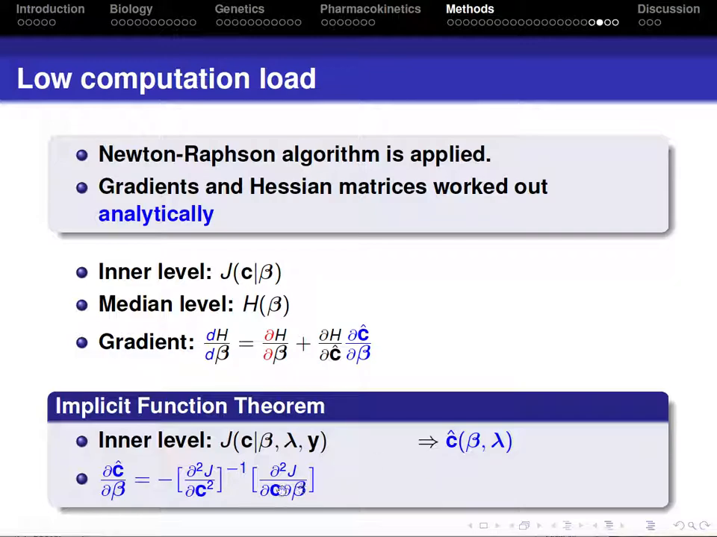Because we know the form of J as a function of C and beta, these two derivatives can be calculated analytically, right? Therefore, this derivative of C hat as a function of beta can also be calculated analytically. So this is very, very useful. If you can derive this, then you can derive the gradient analytically. This is very helpful, using the implicit function theorem. It's a very elegant theorem. Any questions? Is this good? Okay.